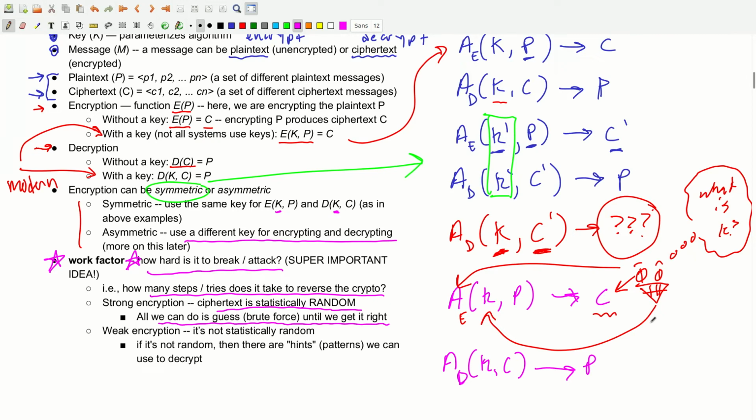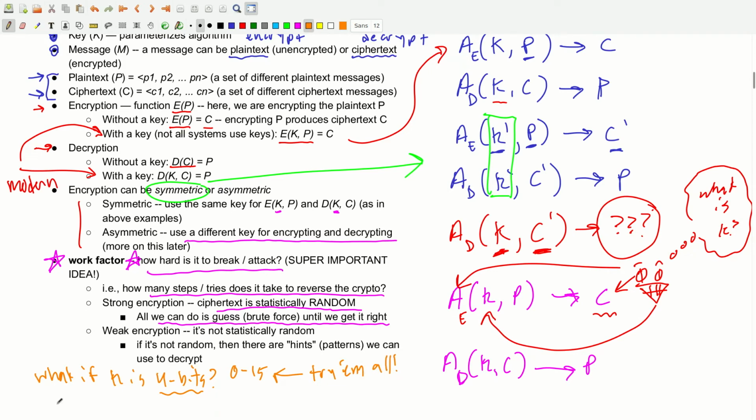Okay? Now, what if K is 4 bits? How many 4-bit values are there? Well, there's 16, 0 to 15. Okay? So if my key K is only 4 bits, then the attacker only has to try them all. Right? So that's called brute forcing.